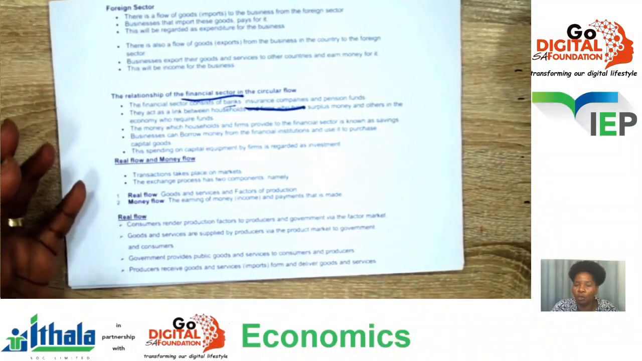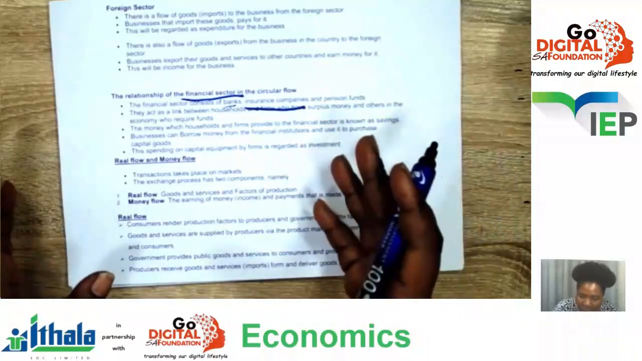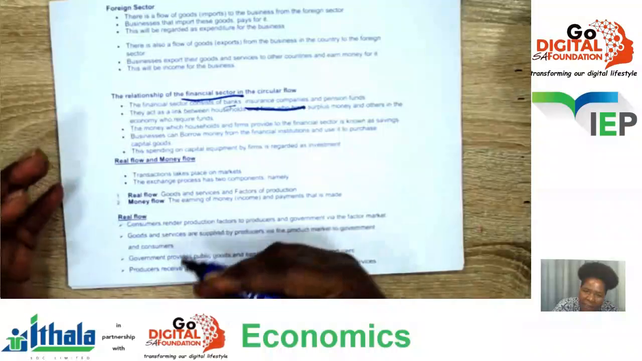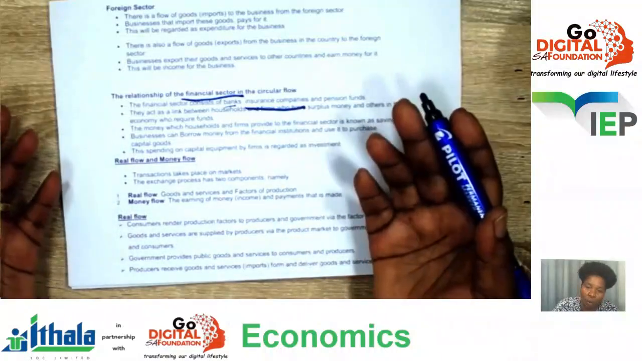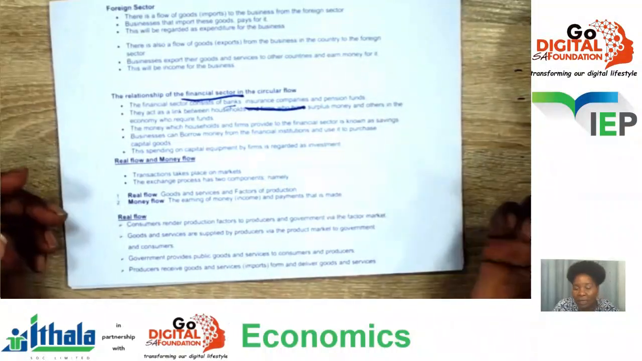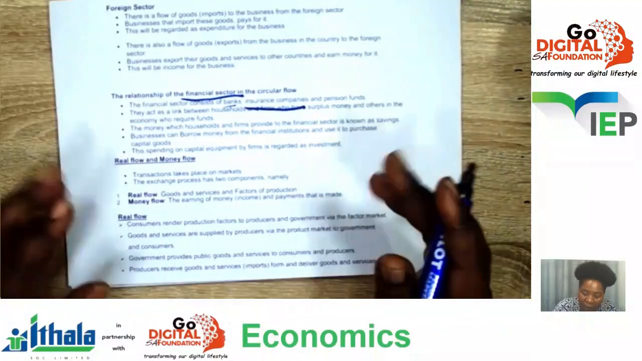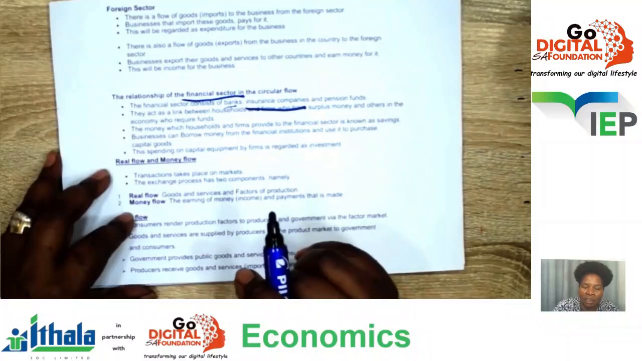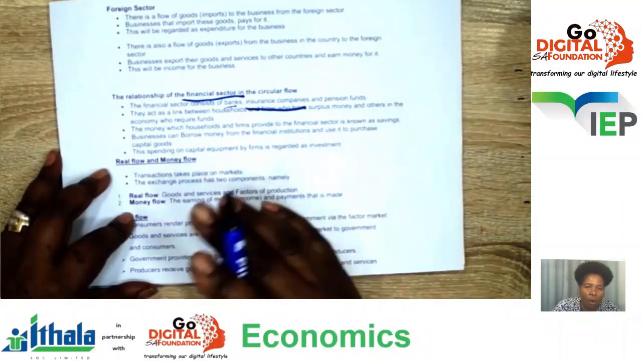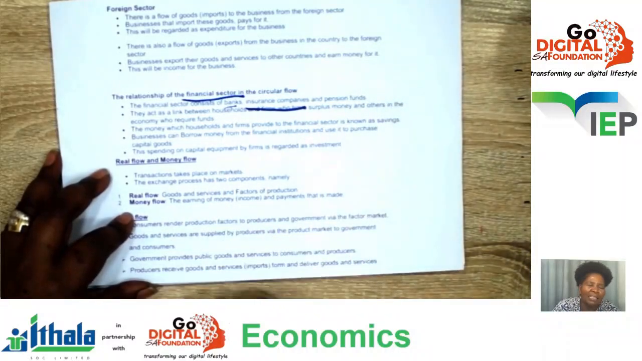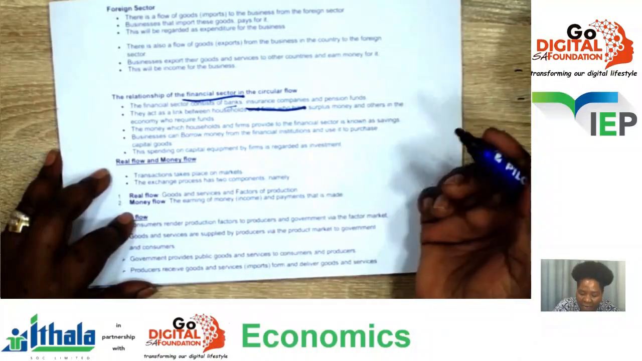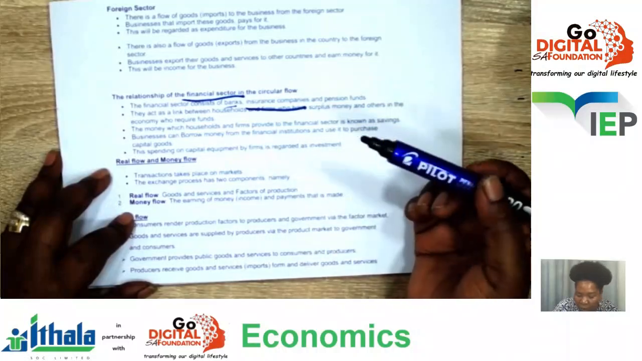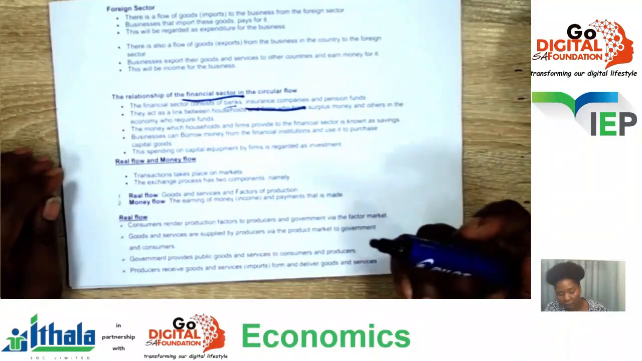Sometimes your parents also have different investment, but you don't see it because with modern technology, things have changed. We save our money just with a click of a button. Everything is done. These days, we do EFTs or internet banking. It makes things easier so that we don't stay in those long queues. This spending on capital equipment by firms is regarded as investment.